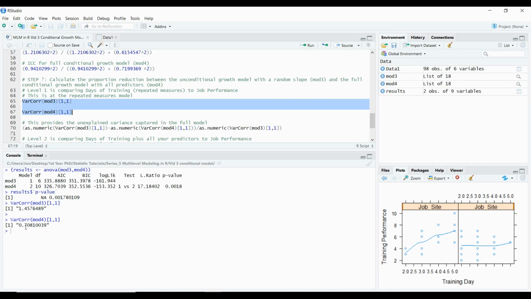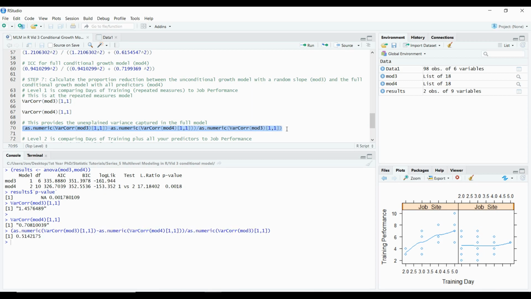We can see that there is a proportion reduction taking place. But now we're going to use this formula here, something that you're just going to have to plug in with your own models to run, to see how much of the proportion reduction or unexplained variance is being captured in the full model. And you can see here that about 50% of that variance is now being captured with our predictors, or within the full model now, which is pretty good.